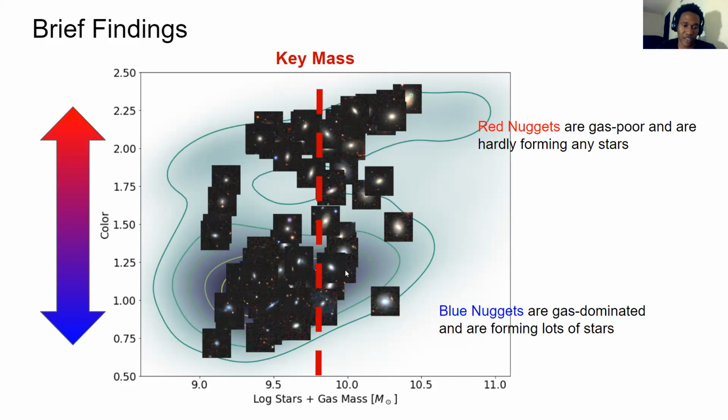So, common sense check, we can see that the lower down nuggets are bluer and the higher up ones are redder. So that's good. We can also see that as galaxies pass this key mass, blue nuggets in particular really start to move up towards the red nugget area, as we'd expect. Additionally, with further investigation into the nuggets, we find that blue nuggets are gas dominated and are forming lots of stars, while red nuggets are gas poor and are hardly forming any stars. This also agrees with expectations.